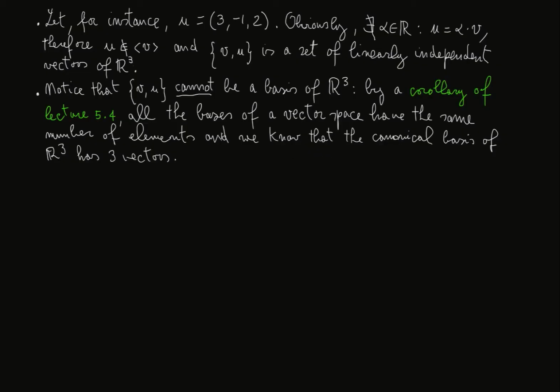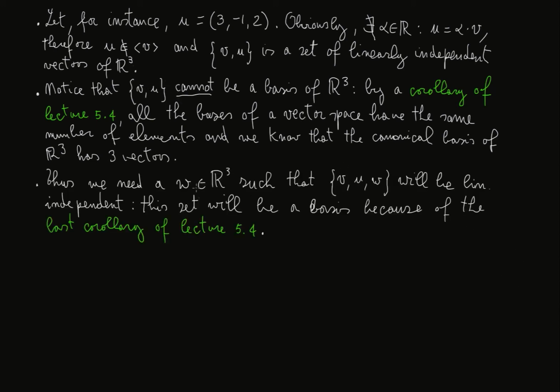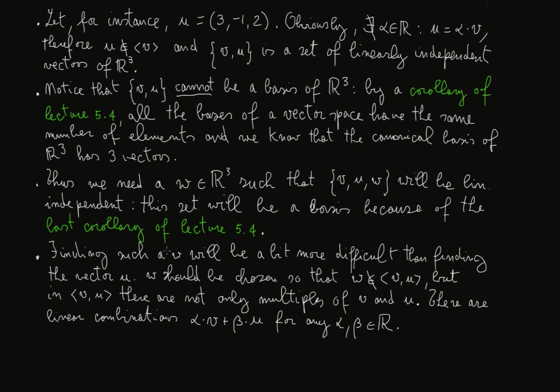What is the property that our third vector must have in order to make v, u, and our third vector, which we will call w, form a basis of R3? We need a vector w in R3 such that v, u, and w will be linearly independent. This is enough for the basis extension theorem to show that they are also generators of R3, because R3 has dimension 3. This set will be a basis because of the last corollary of lecture 5.4. This is exactly where we explain the connection between the basis extension theorem and what we have just said. Finding such a w will be a bit more difficult than finding the vector u.